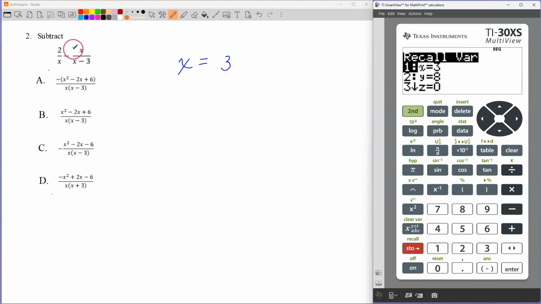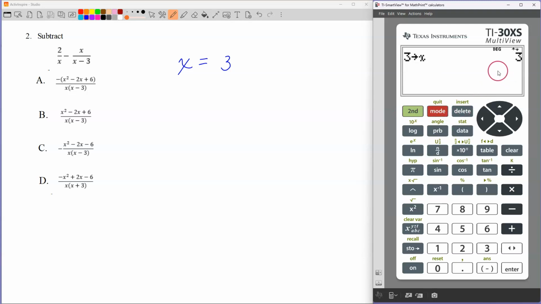So x is 3, and we're going to go ahead and punch some stuff in. So watch, we'll go second mode to quit out of here. Okay, and I'm going to clear this. Remember, when I clear this, it doesn't change any of the storage values. Let's punch this in now. This is 2 over x. I'm going to make it a fraction. Hit your fraction button right here.